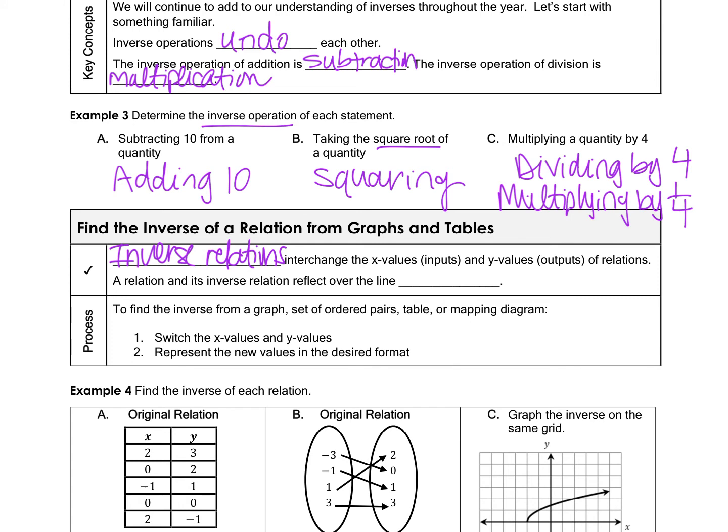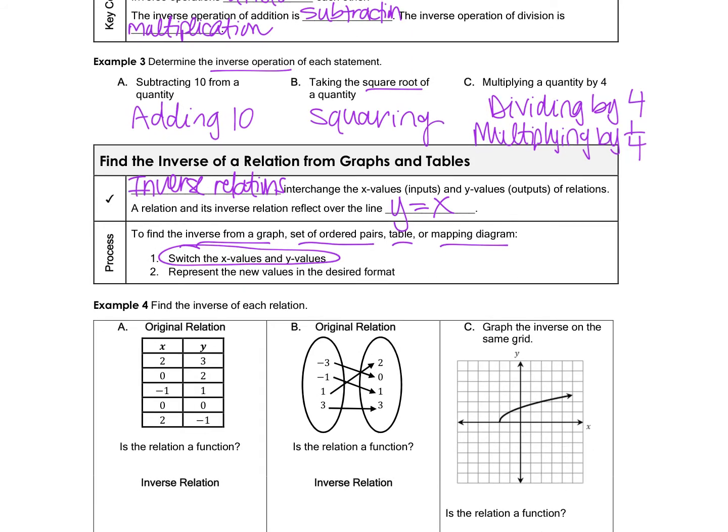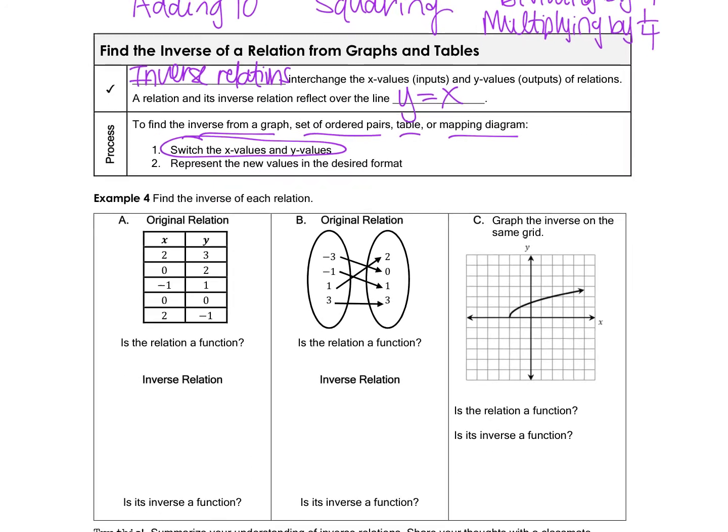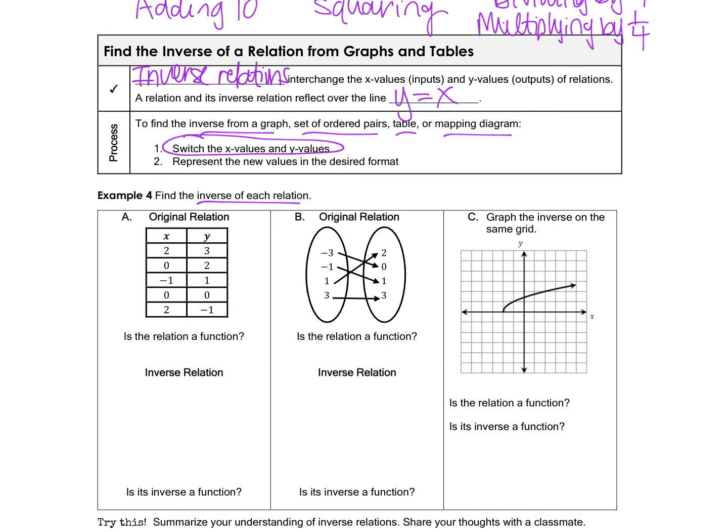So a relation and its inverse relation reflect over the line y equals x, which we've already looked at. That is the linear parent function. It's a straight line that intersects at the origin. The process to find the inverse from a graph, a set of ordered pairs, a table, or mapping, you are switching your x and y values, and then you're just representing the new values in the desired format. Okay, so whatever format it was in at the beginning. So we're going to find the inverse of each relation.